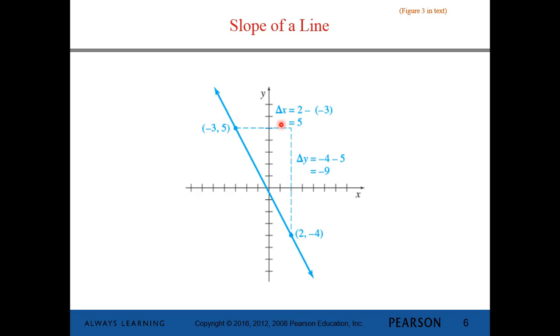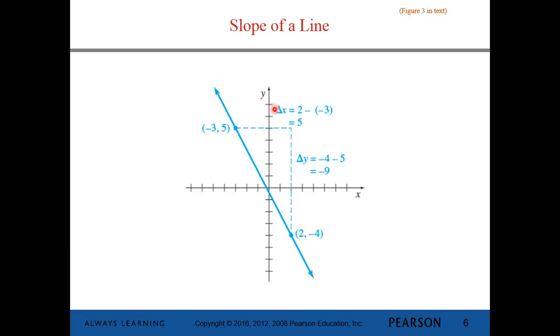And then I have to go down how many units to go from this point all the way down to this point? I have to go 1, 2, 3, 4, 5, 6, 7, 8, 9. So I have to go a distance of 9. Now, since I'm going down, I'm going in a negative 9. So I'm going in the positive direction for x, which is positive 5, but I'm going down in the negative direction. So my change in y is negative 9.